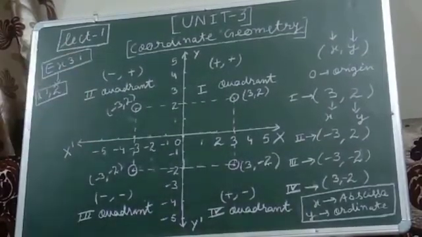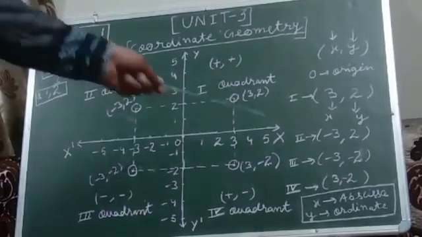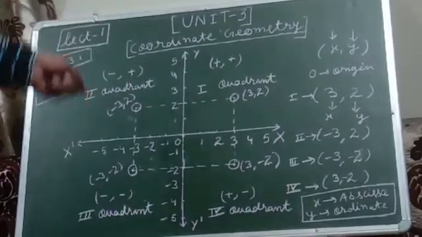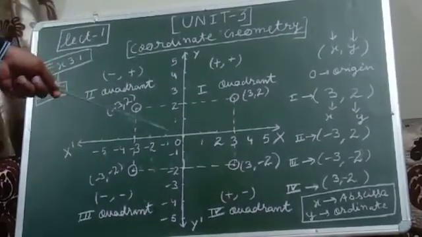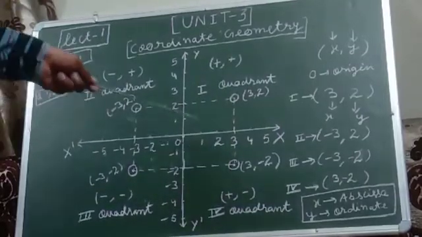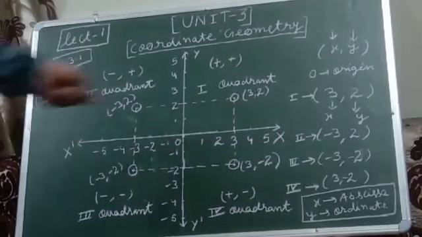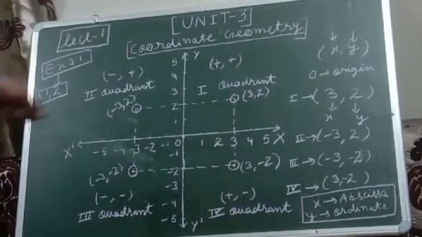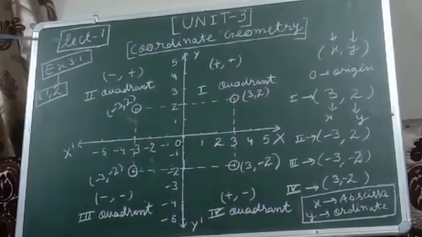In 1 mark questions, these three questions are very important. First, what is the name of the horizontal line? X axis. This is the first question. Then, what is the name of the vertical line? Y axis. What is the name of the parts into which these two lines divide the plane? It is called the quadrant. So these three questions are really very important.